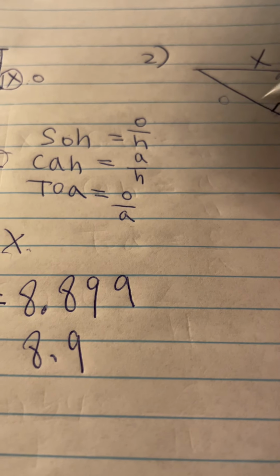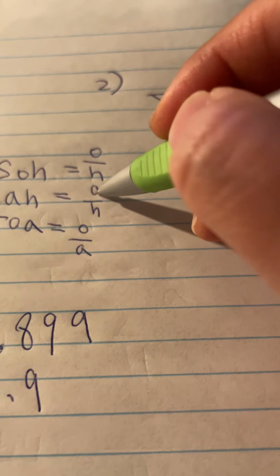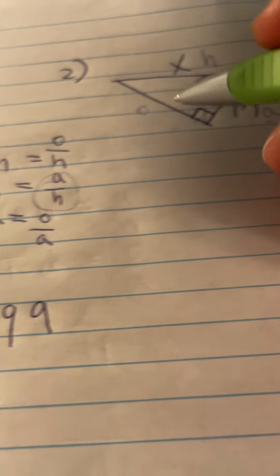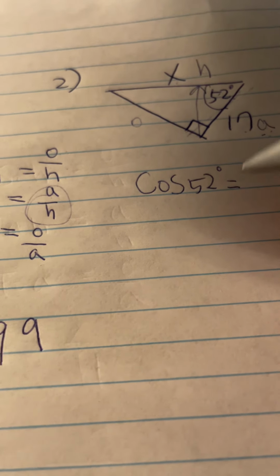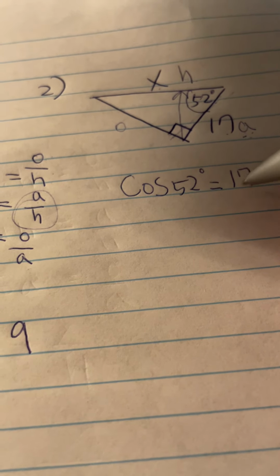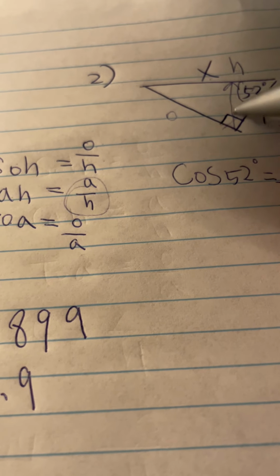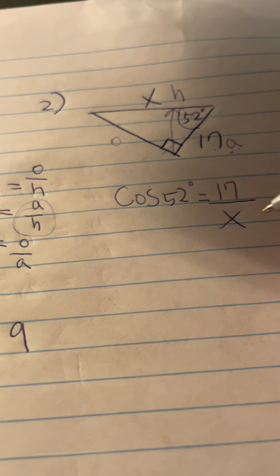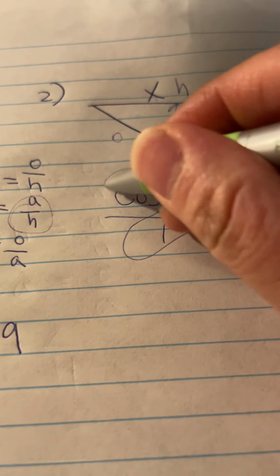So which ratio should we use? We have H and A, so here, CAH, this one. So we're going to use cosine. Cosine 52 degrees equals A, which is adjacent, right next to the degree, over the hypotenuse, which is always across from 90. So that's going to be our x. So we're going to cross multiply.